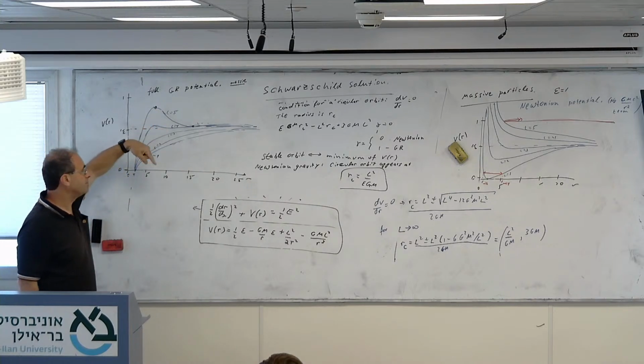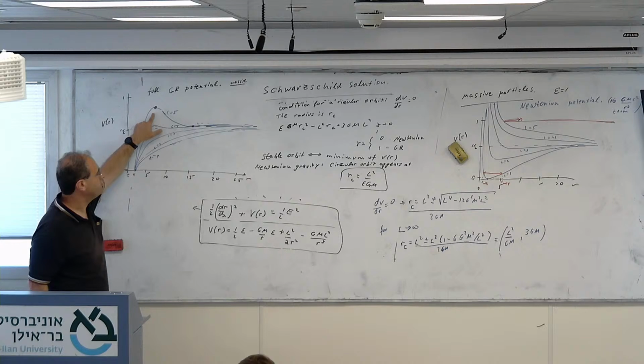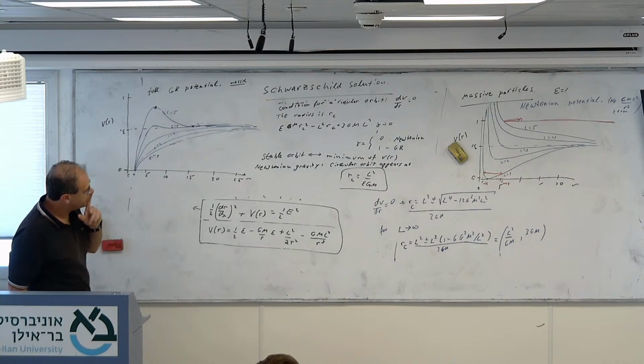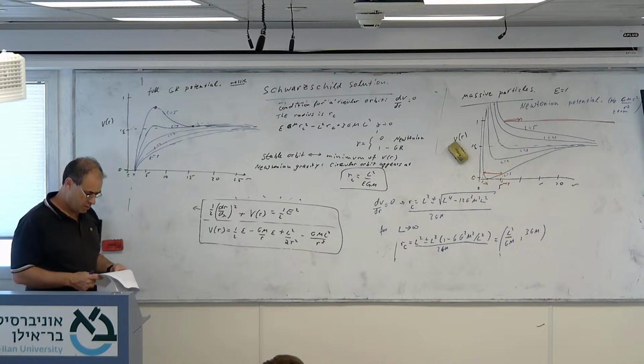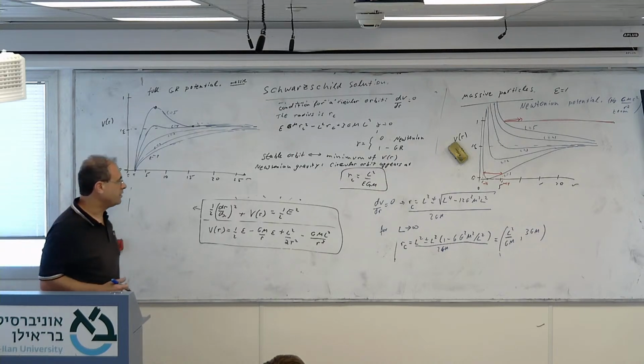So you could have a circular orbit quite close to the Schwarzschild or the event horizon, but they're not going to be stable. In fact, this is somewhat less interesting. The more interesting question is what happens when L goes down, when L decreases.